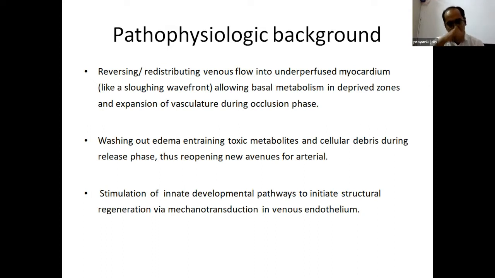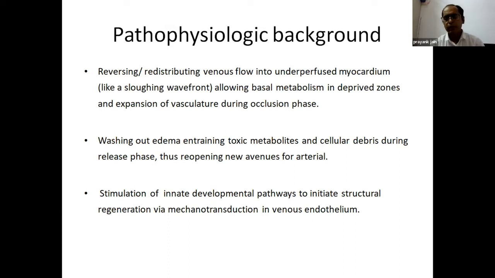Now because the blood is not coming out into the right atrium, the coronary sinus is occluded. So there is a pressure and volume build-up in the coronary microcirculation, which expands the vasculature. Now this is what happens during the occlusion phase. Now when we deflate the coronary sinus balloon, there is washing out of edema, which carries toxic metabolites and cellular debris along with it during the release phase, thus reopening new avenues for arterial inflow.